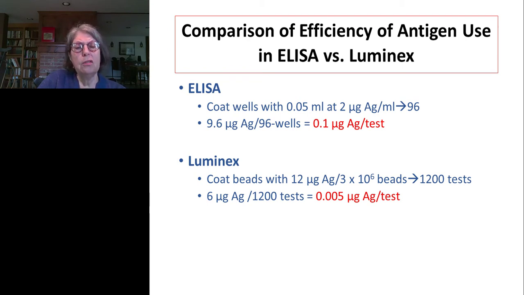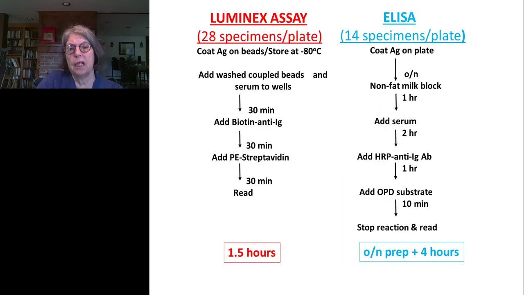So another advantage of Luminex over the ELISA assay is indicated here. In the Luminex assay, we can couple the beads in advance and store them frozen until we need them. Once we need them, we take them out of the freezer. We incubate them with serum or plasma for 30 minutes. We add the biotinylated secondary antibody for 30 minutes, and then we add the streptavidin phycoerythrin for 30 minutes, and then we read. You'd have to add a few minutes here for each of the washes, but generally this test takes only an hour and a half to do.